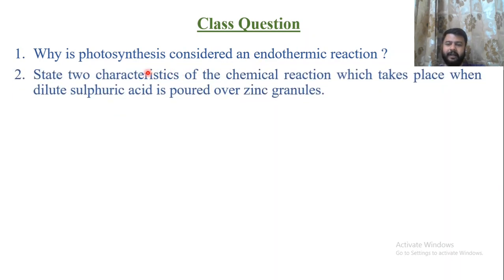Second part: write two characteristics of the chemical reaction which takes place when dilute sulfuric acid is poured over zinc granules. Whenever zinc granules react with sulfuric acid, there is an increase in temperature along with formation of gas, and this gas is hydrogen gas.